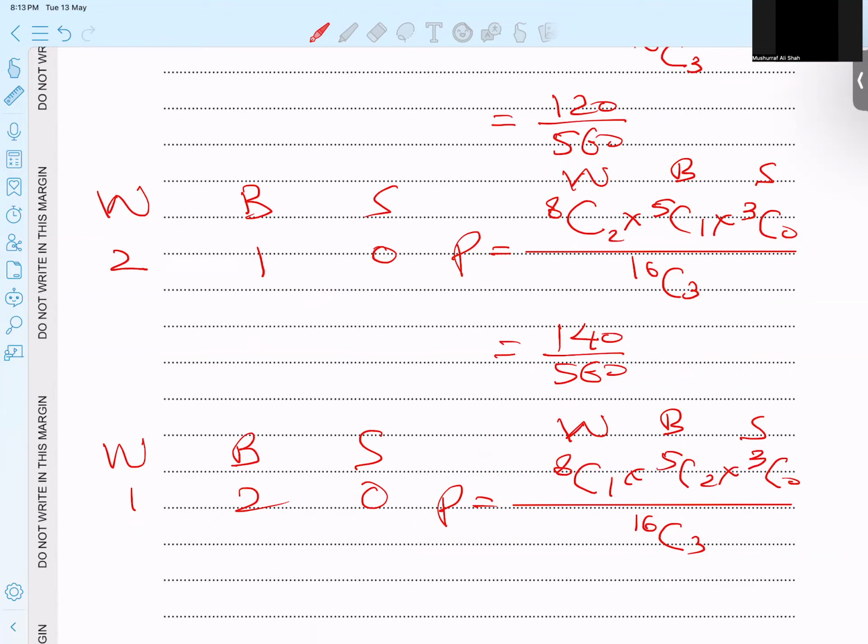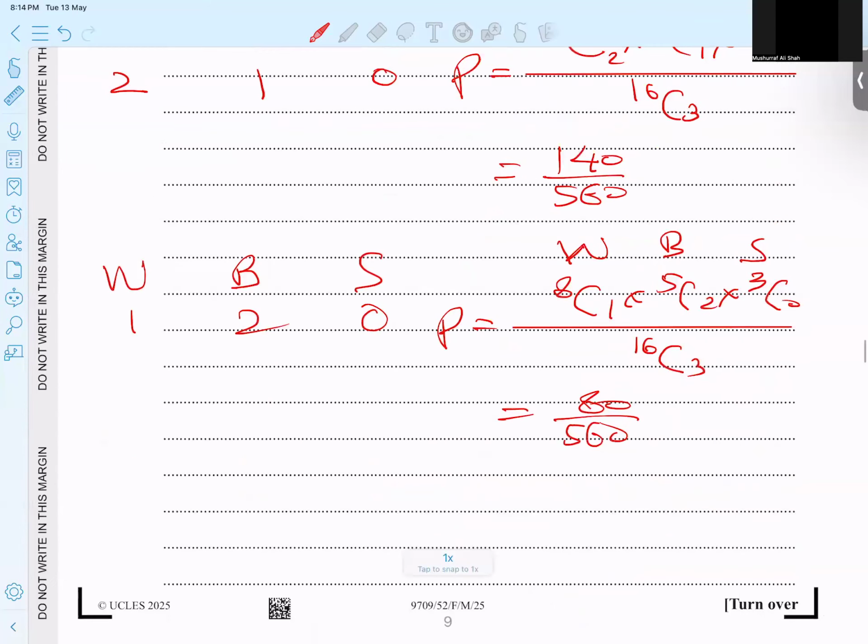8C is 1, and this 5C2 is 10. I got 80 by 560. Now, if I check in calculator, 120 plus 140 plus 80 and divided by 560, my answer turns out to be, if I add them all, the final probability is 0.607.